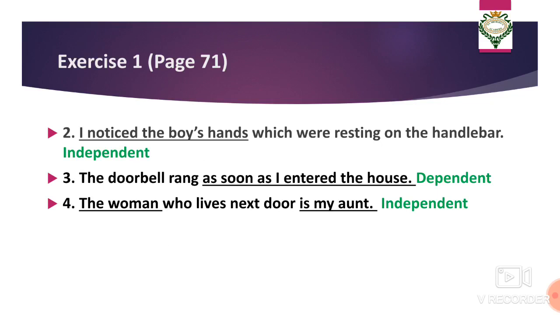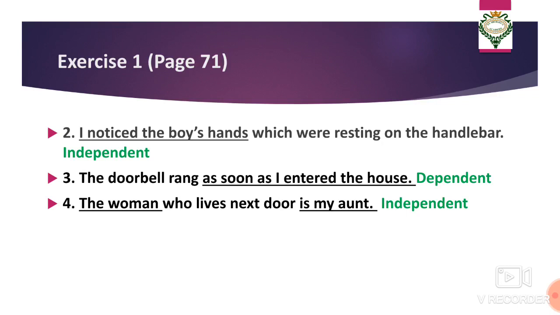Now let us do some exercise. This is exercise 1, which you will get at page number 71. In this exercise you have to say whether the highlighted or underlined portion is a dependent clause or an independent clause. Number 1 is done in your book itself. So here we have number 2 first.